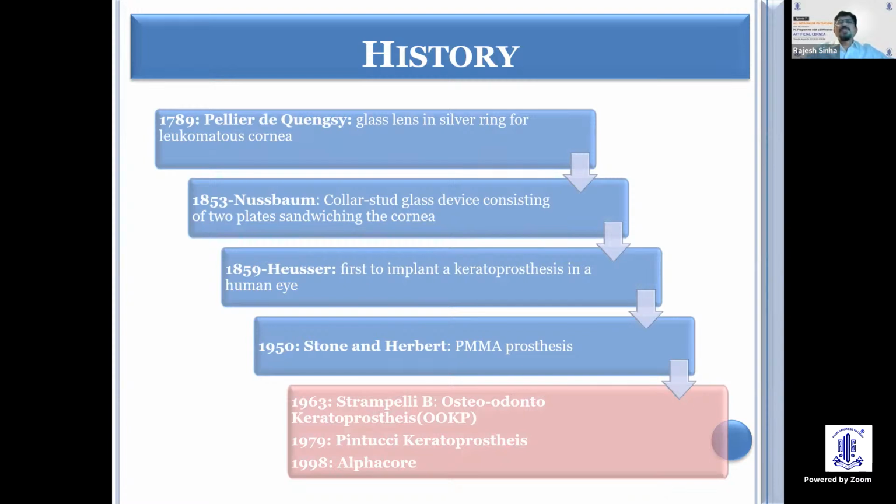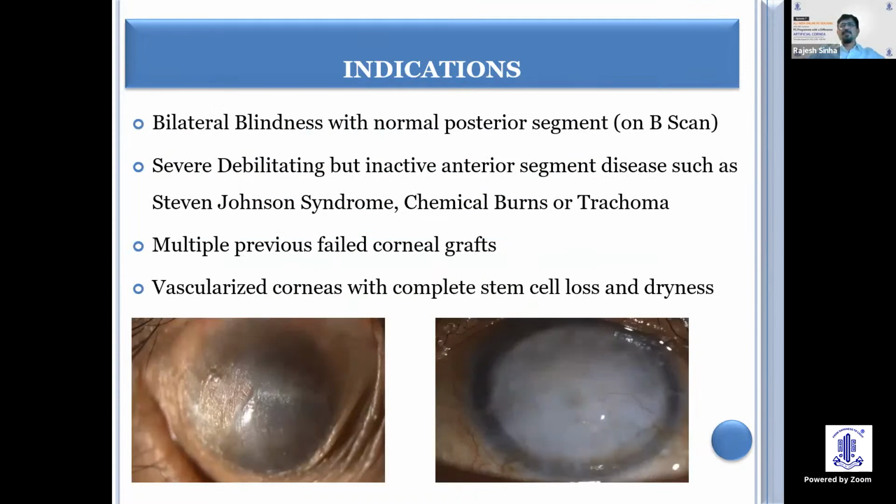In 1950, Stone and Herbert gave the PMMA prosthesis. Then in 1963, Strampelli gave the idea of osteo-odonto-keratoprosthesis, which was further modified by Falcinelli. And then the Pintucci keratoprosthesis and AlphaCor, all these things came into practice. So the indications are, as I said, bilateral blindness. It is never done in unilateral blindness.